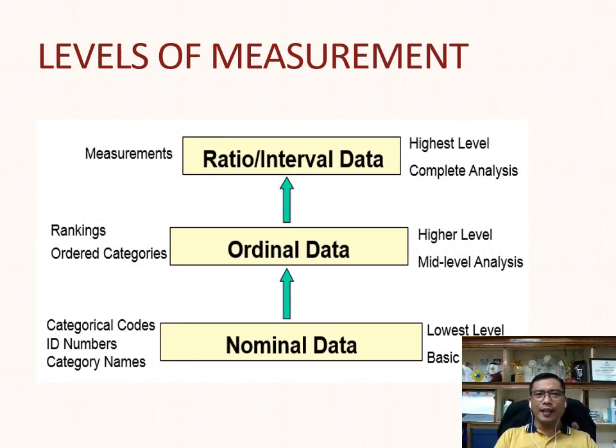Now, with regards to the levels of measurement, you ask yourself, what type of data would I be getting? These are all quantitative data. But there are some qualitative data that you should be treating as quantitative data for purposes only of categorization, and we call them nominal data, such as when you try to get the profile with regards to religion.